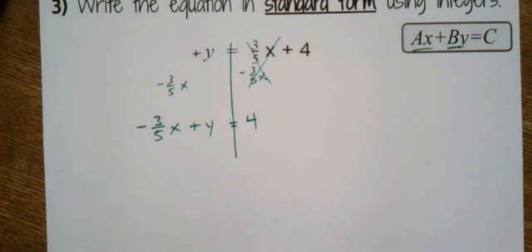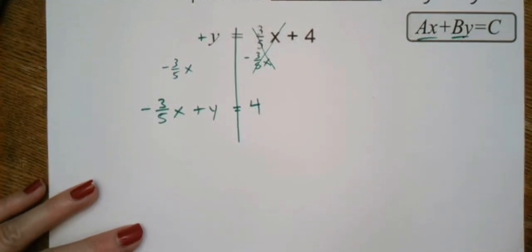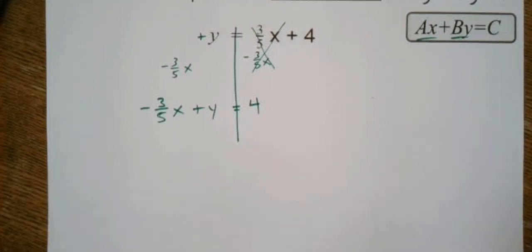Okay, now if we could have fractions and negatives in our answer, we'd be done, but we can't. So we've got to clear 2 things. We've got to clear this negative and we've got to clear this fraction. Well, I showed you how to clear the negative earlier. So let's just do that first.